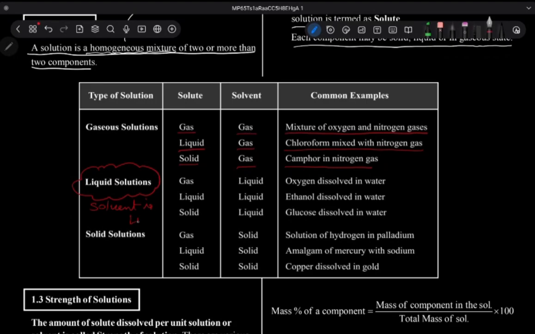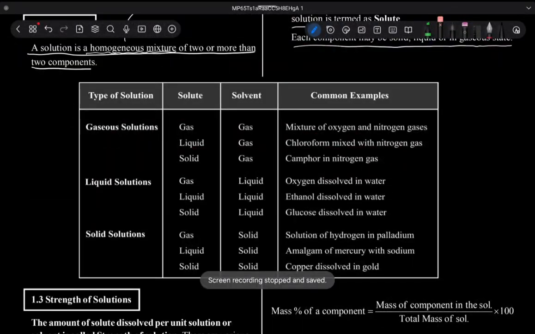Second part, liquid solutions, where the solvent is liquid. If we take gas as a solute, the primary example is oxygen dissolved in water. If we take liquid as a solute, the example is ethanol dissolved in water. And if solid is the solute, then the example is glucose dissolved in water.